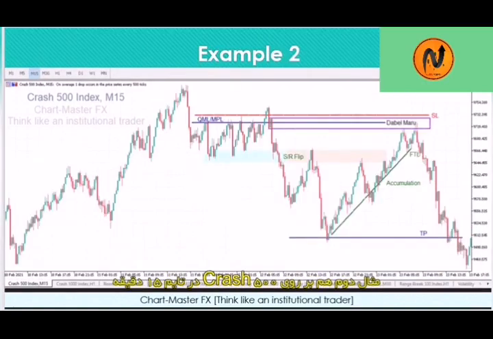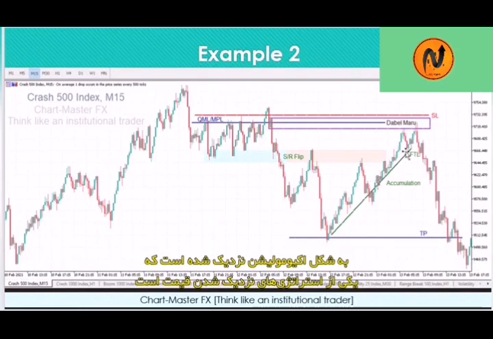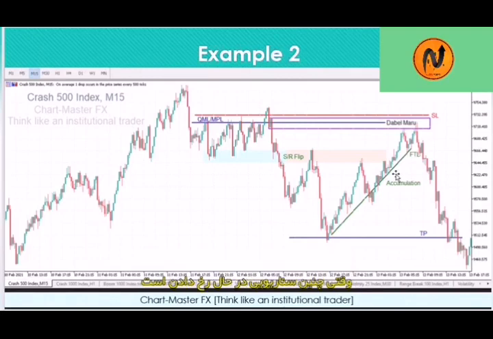Example number 2, we look at Crash 500 index again on M15. So we can see, guys, here that we have a Quasimodo level. Once we have a Quasimodo level, you can see that this low was actually engulfed. So once the price engulfed, you can see that it created a lower low here. Once the price created a lower low here, you can see that as the price was approaching the QM level, it actually approached it in accumulation, which is one of the price approaching strategies that we are going to learn about.